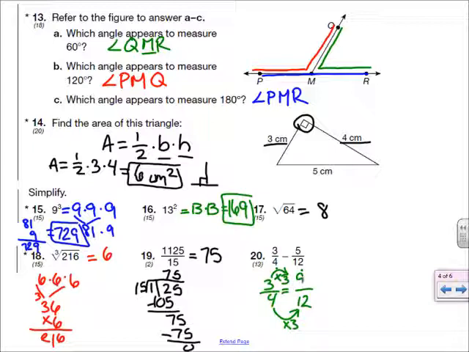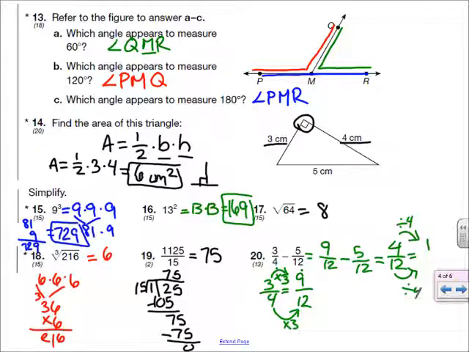3 times 3 is 9. So now my problem turns into 9/12 minus 5/12. 9 minus 5 is 4, and I keep the denominator. And 4 and 12 have a common factor of 4, so I'm going to divide the 4 by 4, and I get 1, and I'm going to divide the 12 by 4, and I get 3. So my final answer is 1/3.